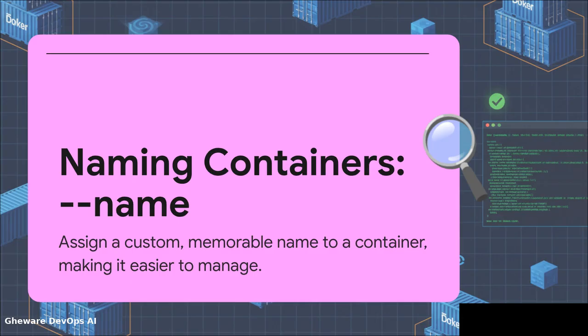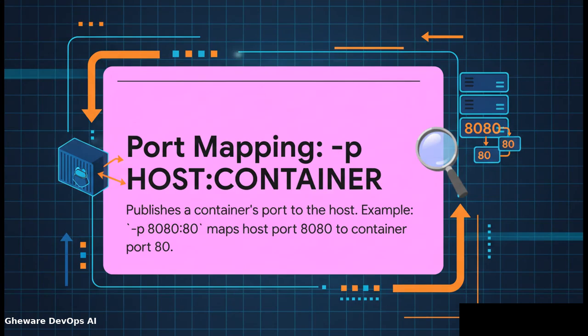And this is one of Docker's superpowers, port mapping. See, a container has its own private, isolated network.